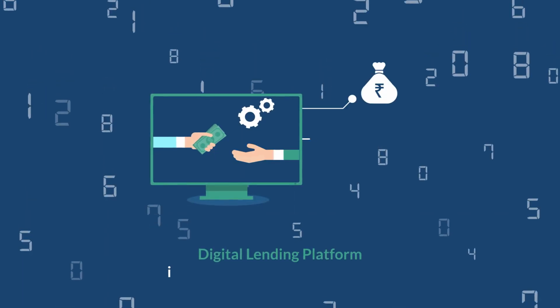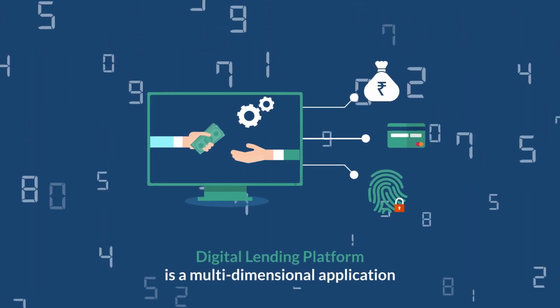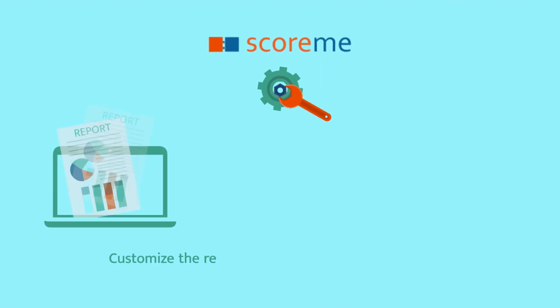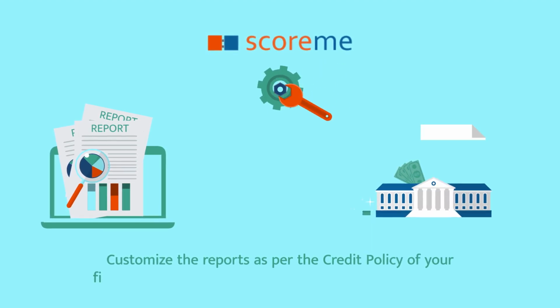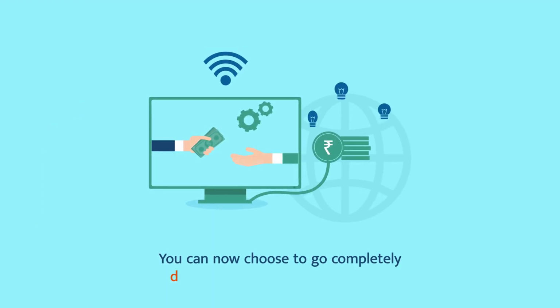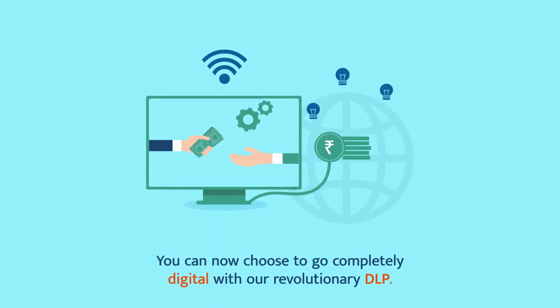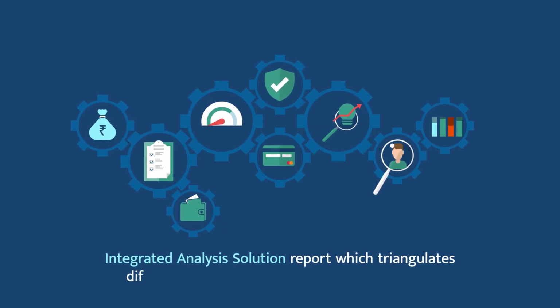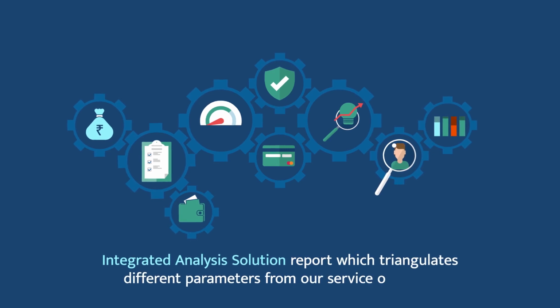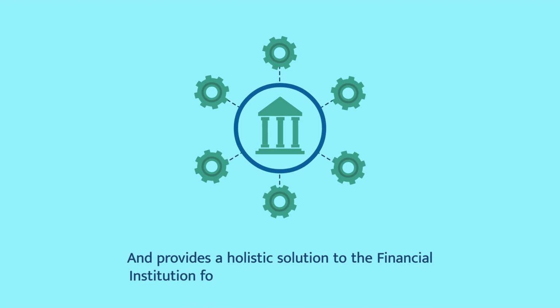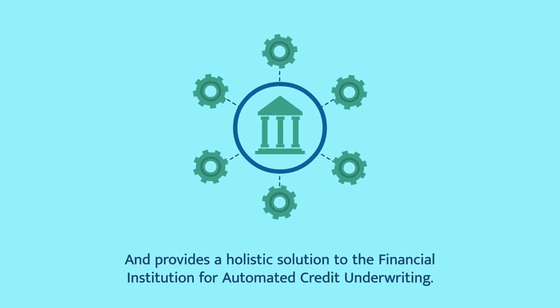Digital Lending Platform is a multi-dimensional application for STP processing of different types of loans. Customize the report as per the credit policy of your financial institute with ScoreMe's in-house developed tool. You can now choose to go completely digital with our revolutionary DLP. We offer an integrated analysis solution report which triangulates different parameters from our service offerings and provides a holistic solution to the financial institution for automated credit underwriting.